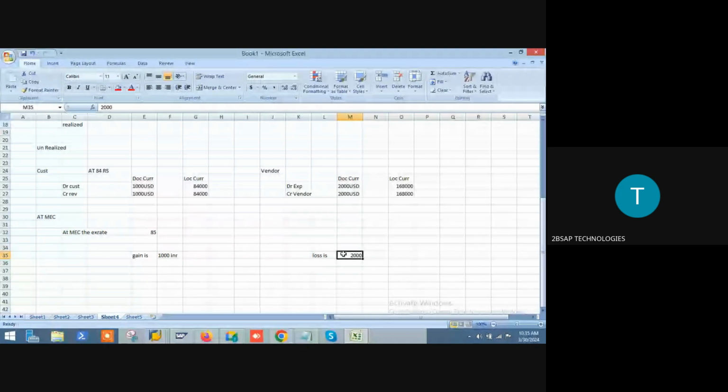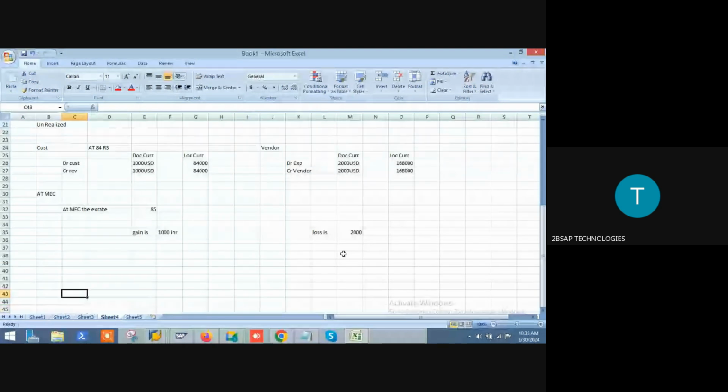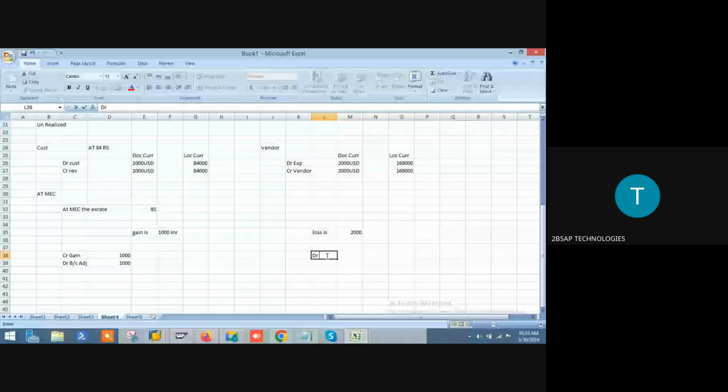So now how will the accounting entry happen? Gain, income is always what, sir? Nominal accounts. Income is credit. So credit gain 1000, debited to balance sheet adjustment 1000. This is the entry that will get posted. And in the same way here, loss: debit loss 2000 and credit balance sheet adjustment 2000.